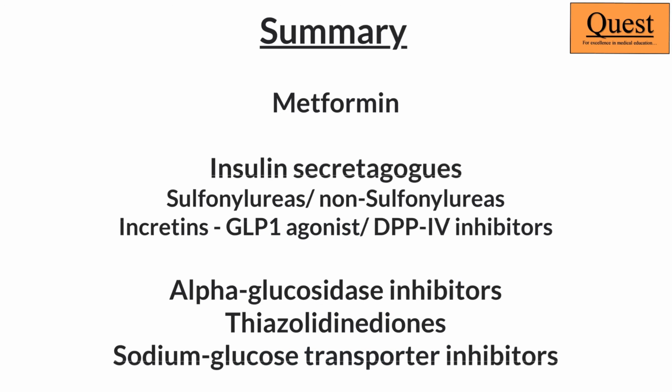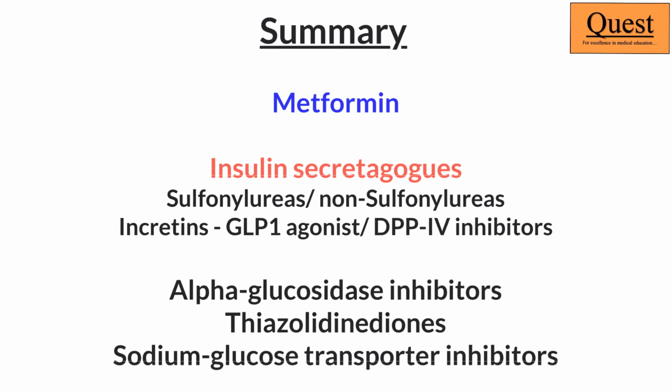So to summarize, we have seen drugs which are used in diabetes. Metformin remains the first class. It has a lot of advantages. It is an overall relatively safe drug and causes weight loss, which is an added advantage in type 2 diabetes. We spoke a lot about insulin secretagogues, sulfonylureas, non-sulfonylureas, and those which use the incretin effect.